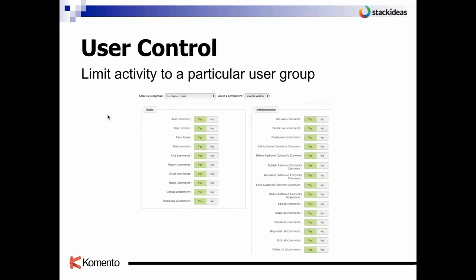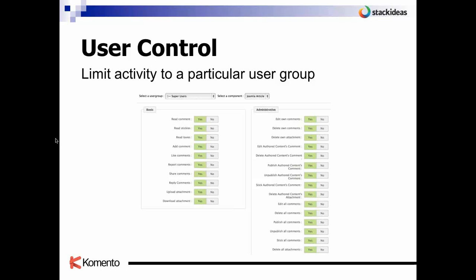Okay, the next part, I'm sure a lot of administrators would be very interested in, is the strong user control that we have. In Commento, as you can see here, we have an extensive list of rules that you can set for each user group. You can see all of the rules listed here, down to very detailed rules such as read comment, add comment. You can even control permissions such as like comment, report comment. And this gives you wider control on user permission, especially for administrators.